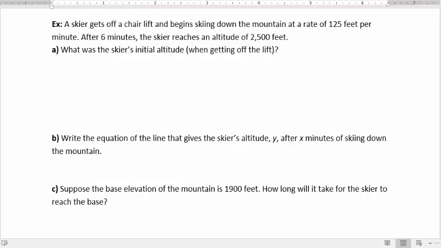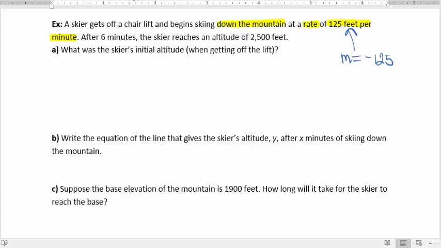So first thing again that we do is we look for key phrases and words. And in this case, the key phrase is 125 feet per minute down the mountain, rate. So remember, when we saw the rate, in this case 125 feet per minute, that's going to be the key that it's going to be our slope. So the slope is 125, but the skier is going down the mountain, so their elevation is decreasing. It's a decreasing line. So m would be negative 125.